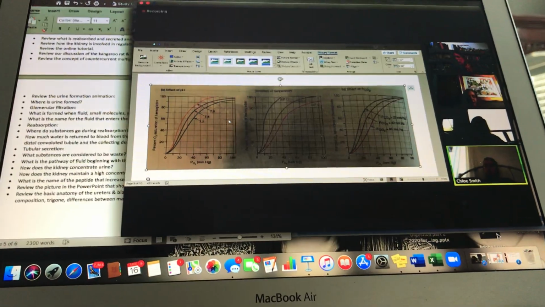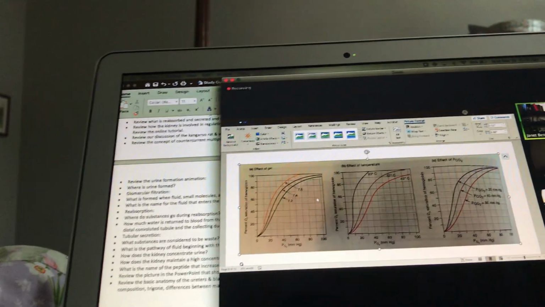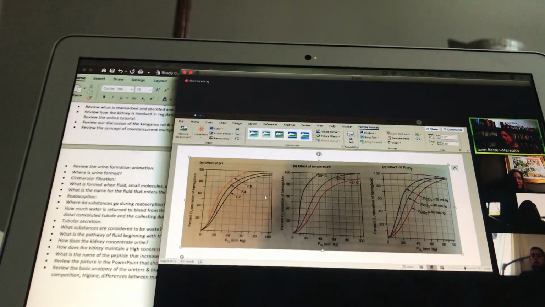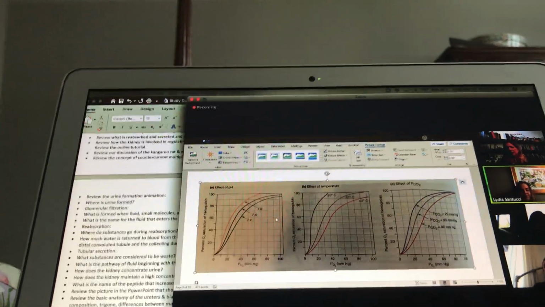Actually, you want it bound. Why do you want it bound to hemoglobin? Oh, so it can leave? So it can leave, and where is it going to go? To your other tissues? To tissues, right?